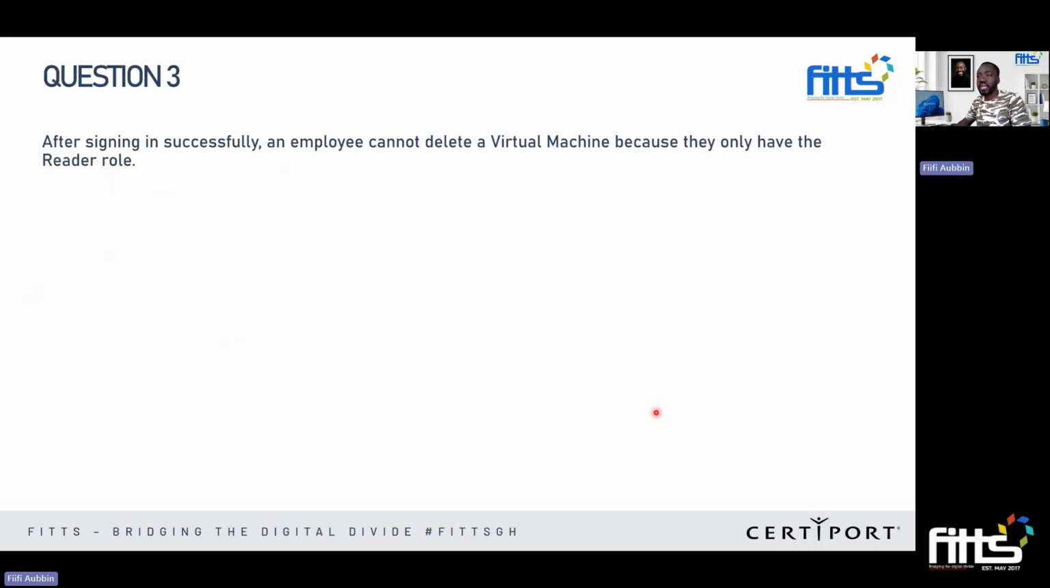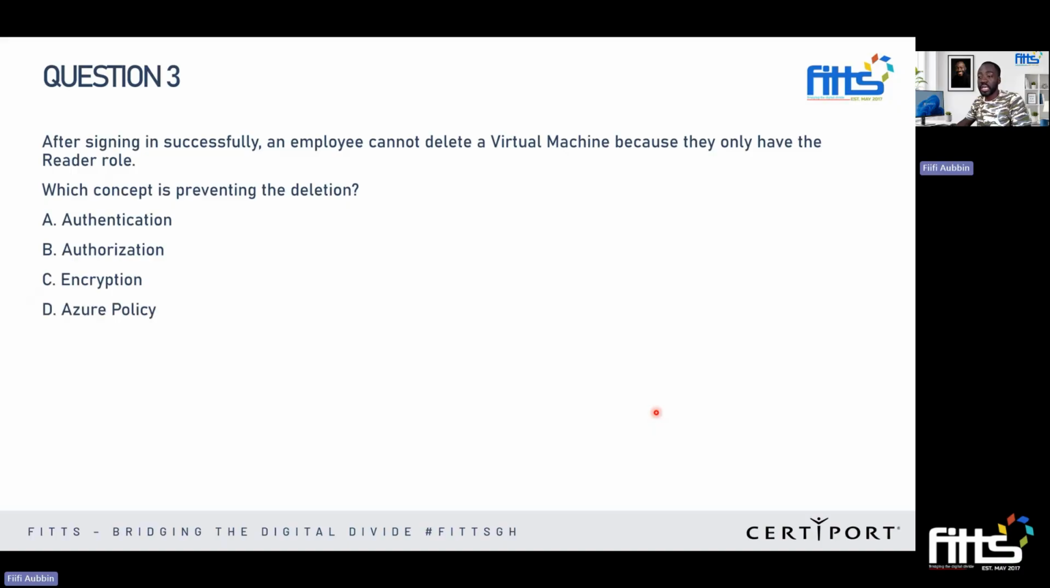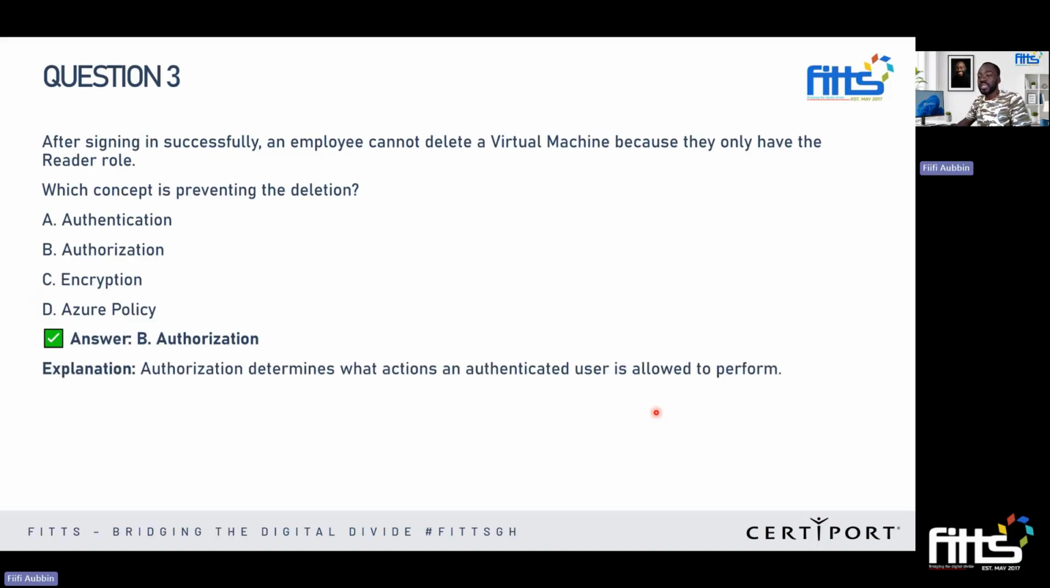Move on to question number 3. After signing in successfully, an employee cannot delete a virtual machine because they only have the reader role. Which concept is preventing the deletion? Is it authentication, authorization, encryption, or Azure Policy? So the answer here is authorization. The explanation is authorization determines what actions an authenticated user is allowed to perform. It's as simple as that.